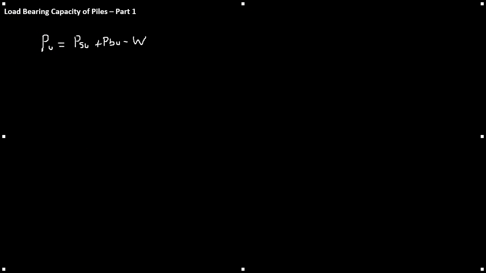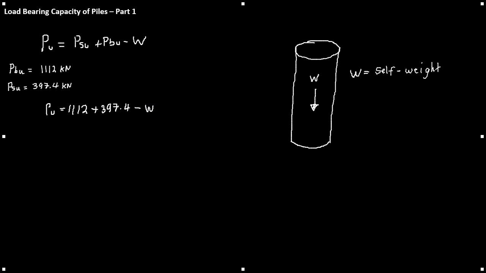So let's go back to our original equation. We had Pu equals Pbu plus Psu minus W. We've obtained our value for Pbu, which is the base resistance, and that was 1112. So we have Pu equals 1112 plus our value of Psu, which was 397.4. Now we need to minus W from this. W is equal to the weight of the pile.